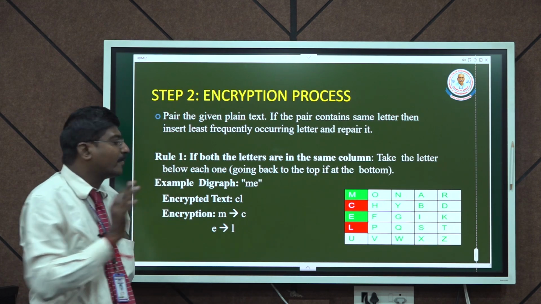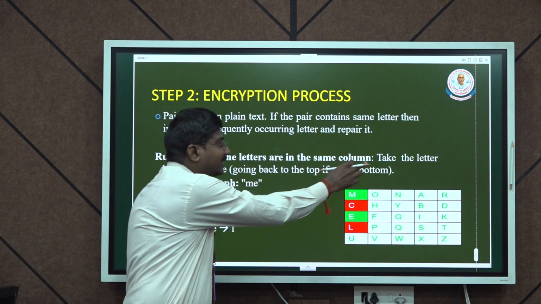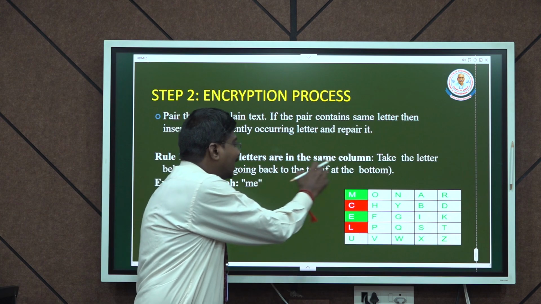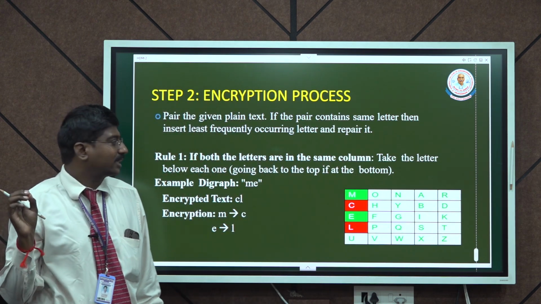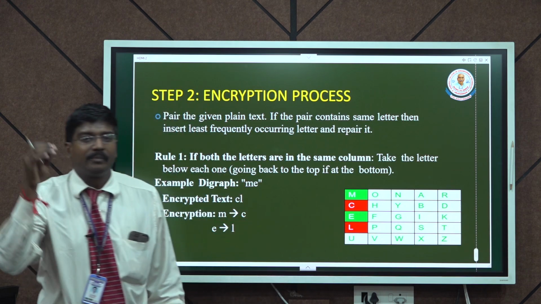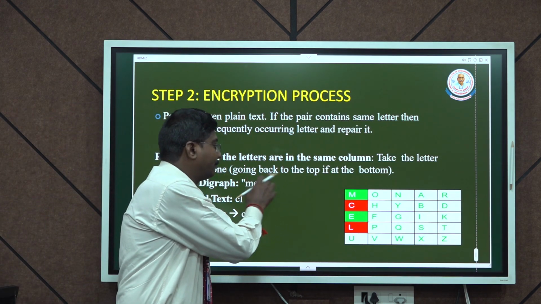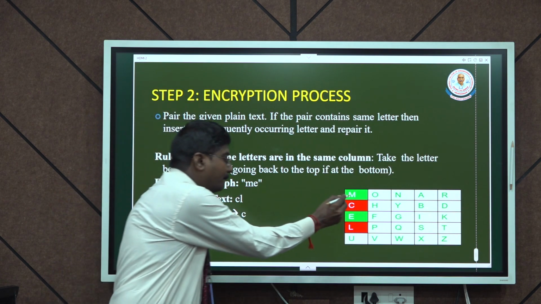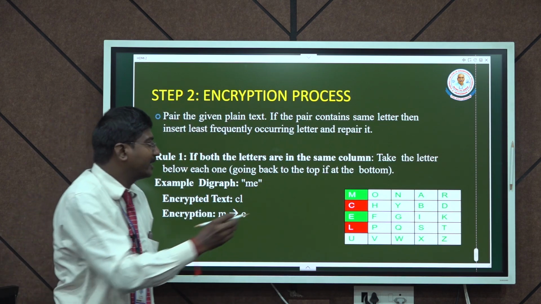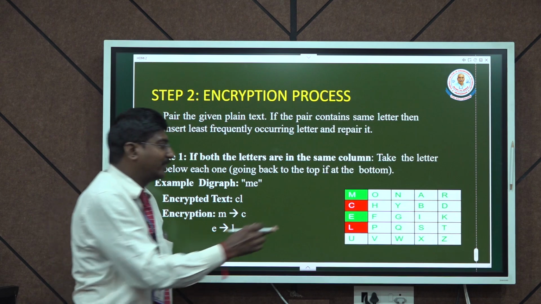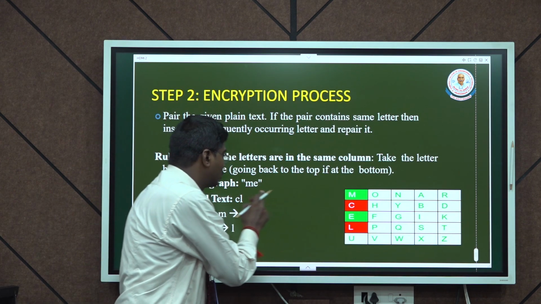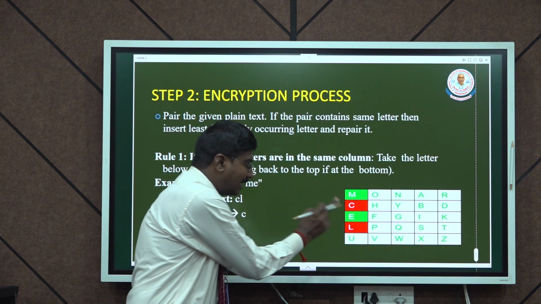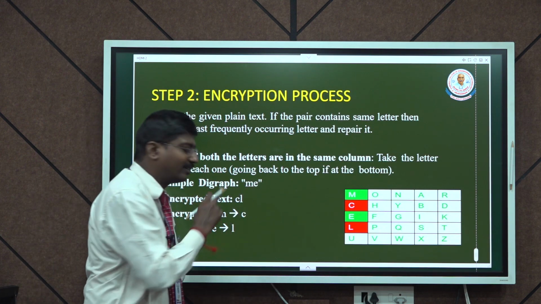The first rule is if both the letters are in the same column. After pairing, we have to take the pair. If both the letters are in the same column, the ciphertext takes the letter below each letter. For example, here the plain text is ME. ME is in the same column. After M the character below is C, so for M we replace C, and below E is L. So ME is converted into CL.